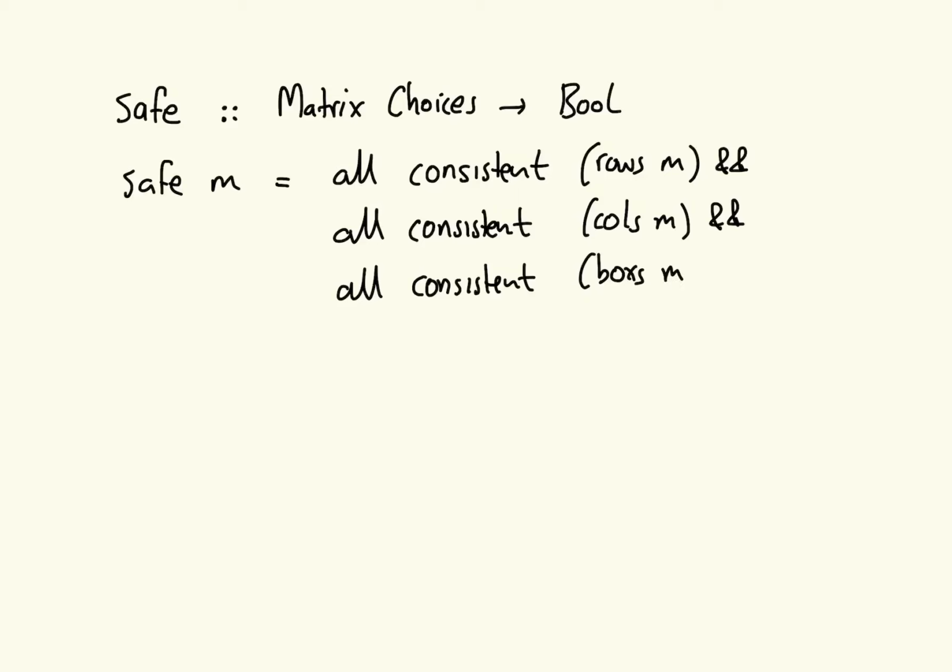So I'm just using my helper functions, rows, columns, and boxes. And of course, I haven't yet defined what it means to be consistent. So how does consistent work? Well, consistent just takes a row of choices, and it's going to give back true or false. And all it's going to do is check, is there a duplicate single entry in any of these choices?